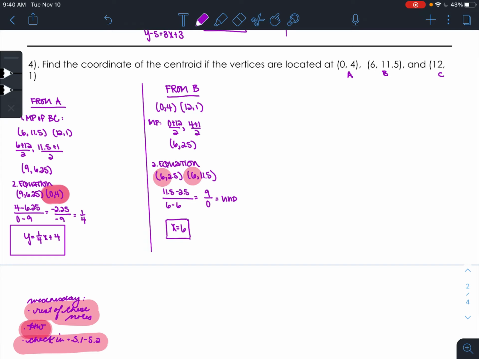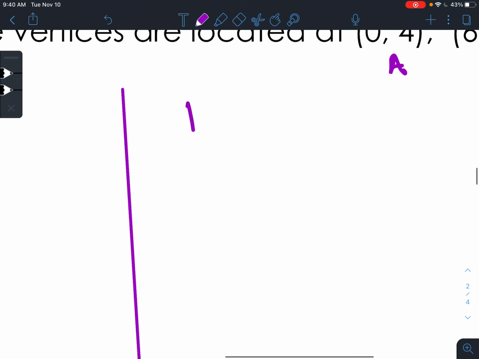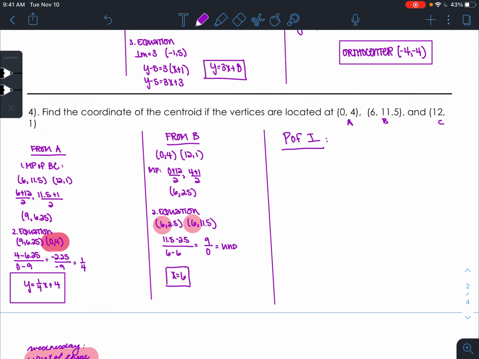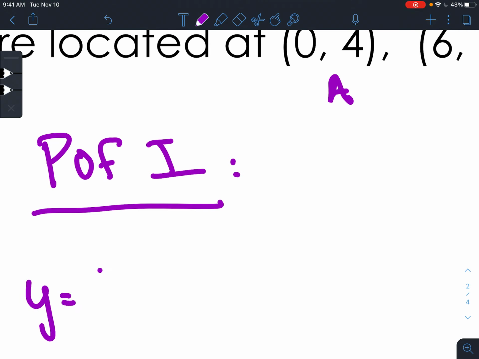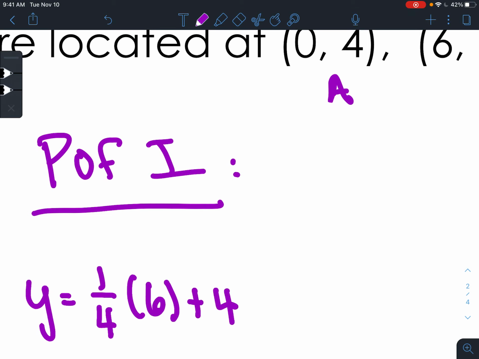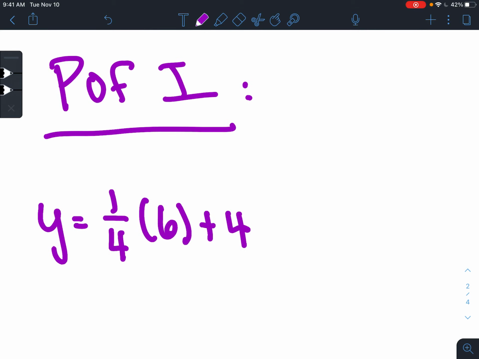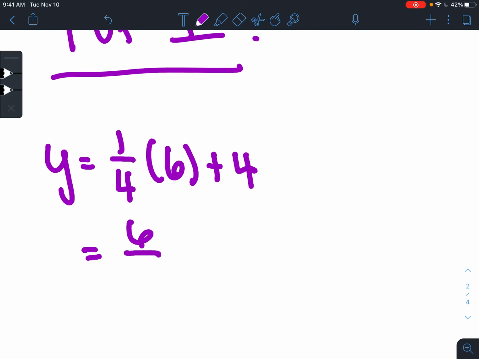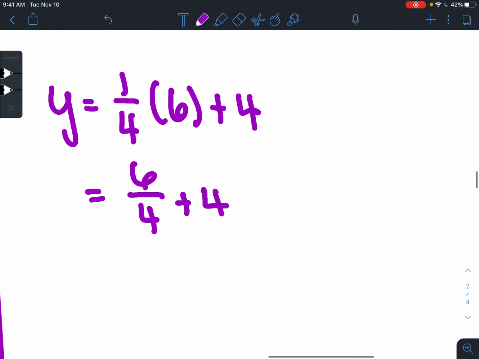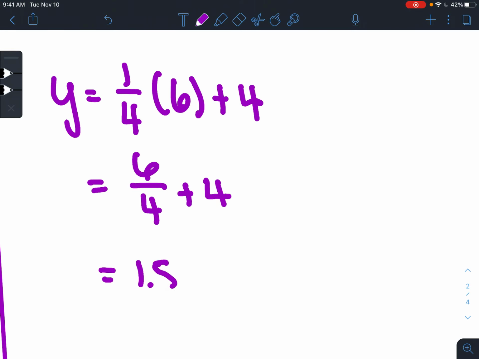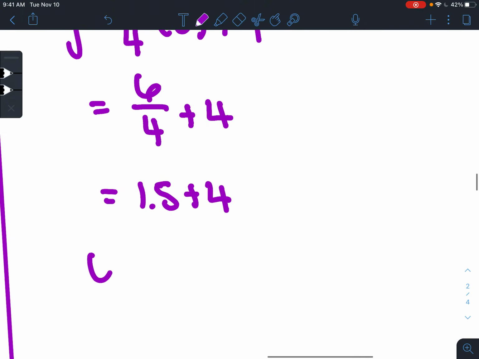Okay, all right, so from there, guys, we're now going to find our point of intersection. See, this is not as scary as we thought it was going to be. So I'm going to take that 6 and plug it into my first equation. So I'm going to get y is equal to 1/4 times 6 plus 4. I'm going to get 6 over 4 plus 4, which is 1.5 plus 4, which means that my y value is 5.5.